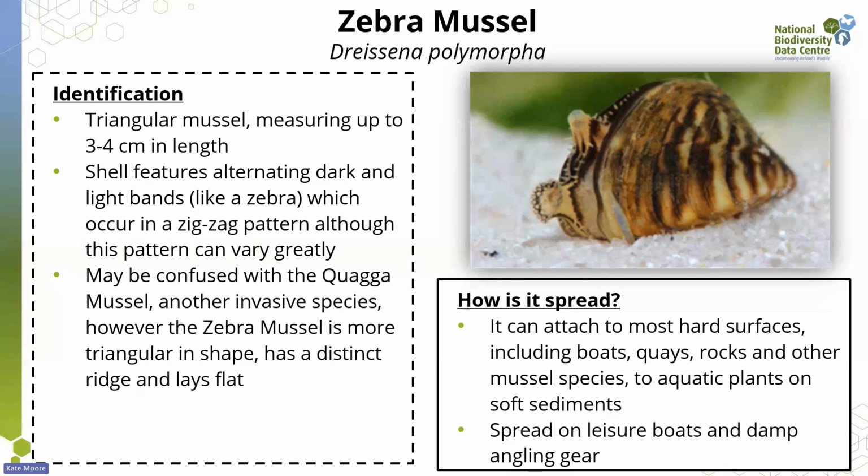So how does this spread? It can attach to most hard surfaces, including boats, quays, rocks, and other mussel species. And it can also attach to aquatic plants and soft sediments. And it's been known to spread on leisure boats and damp angling gear.